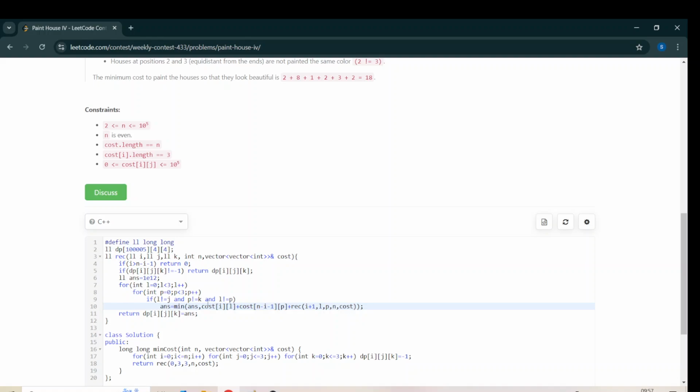I hope you got the explanation. This is quite a straightforward problem, quite a straightforward DP problem.